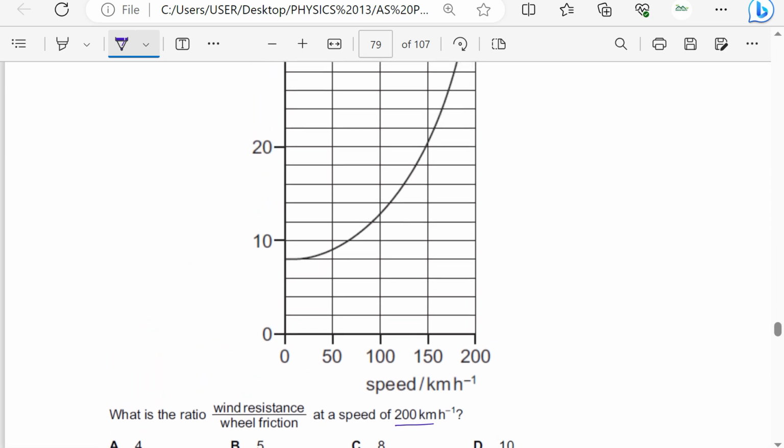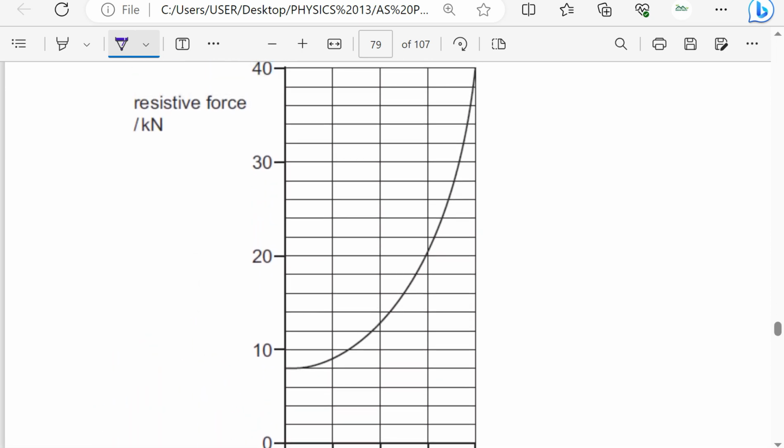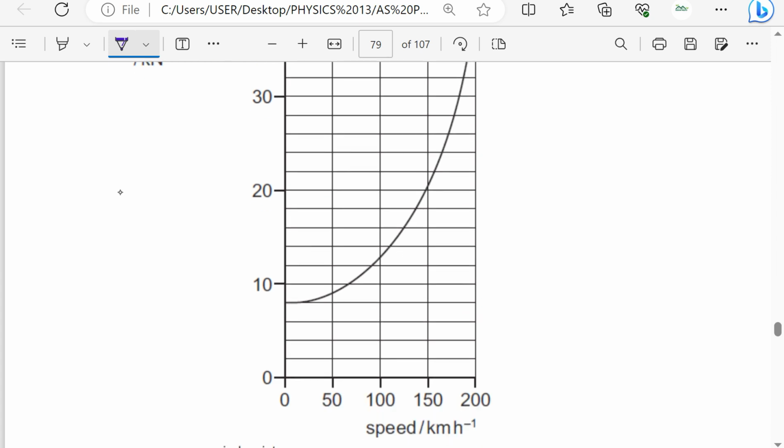We know that the wind resistance increases with the speed. That is number one. When the speed is 0, the wind resistance must be 0. That's number two. So when there is no speed, the wheel friction is going to be 8 kilonewtons from the graph, because this is 1, 2, 3, 4, 5. So this is 8 kilonewtons.